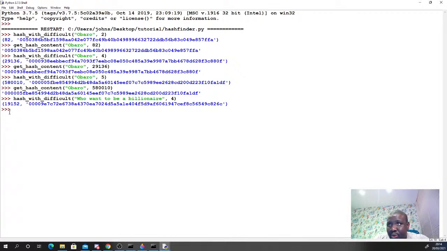But look what happened. Obaro with 4 gave us this long hash value, but this long value gave us even the short value. So you can't predict it. You can't predict it. That's the interesting part. I wish I could and just make money. So that's the idea. Hope you guys enjoy.